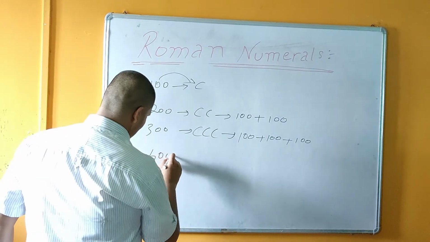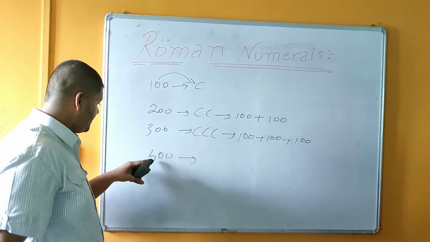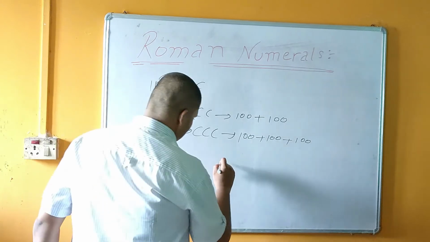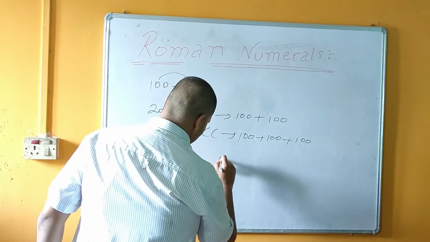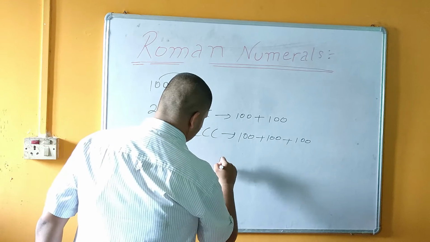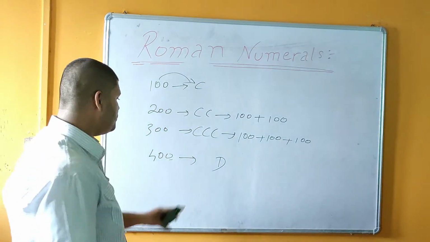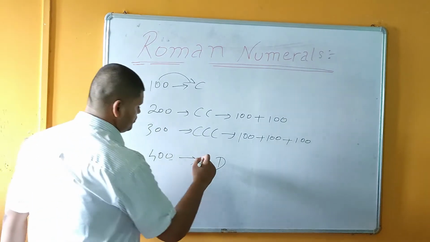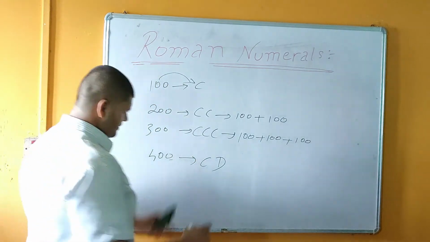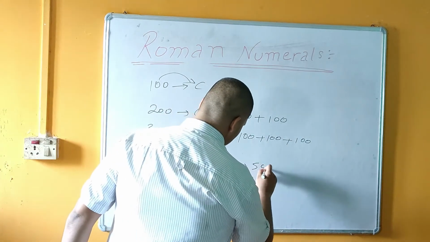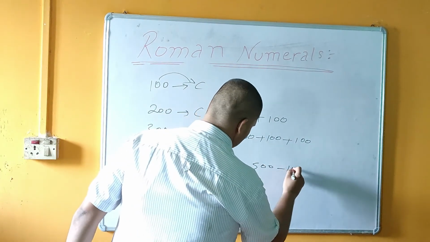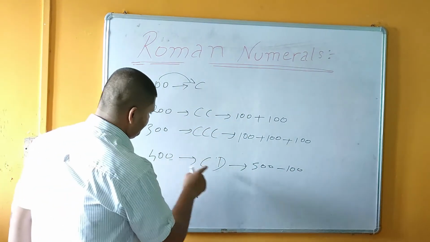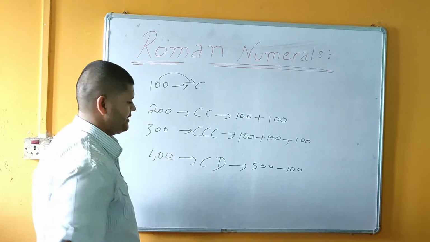How can we do that? You have to take the number nearest to 400, which is nothing but 500. Nearest to 400 is 500. 500 means D. And we want to make it 400. So what shall we do? We shall subtract 100 from it. So simply CD. This means D means 500 and C means 100 subtracted. Why subtracted? Because for D we have to write 500, and the nearest to 400 is 500.